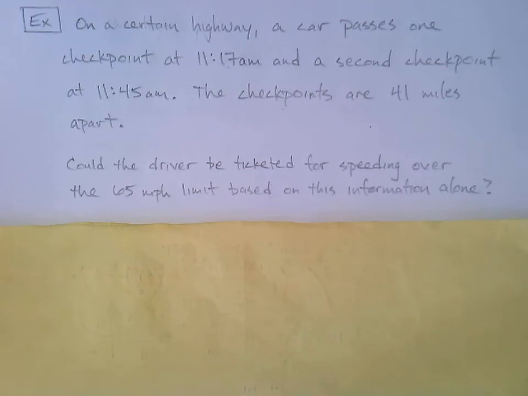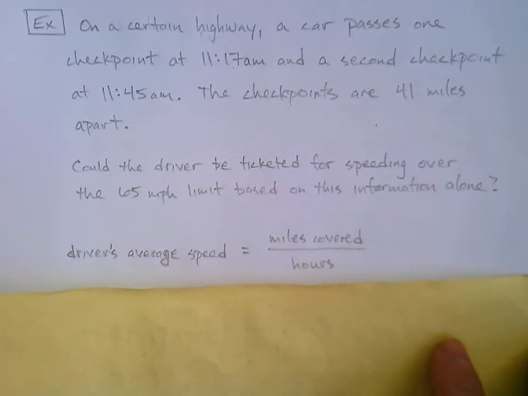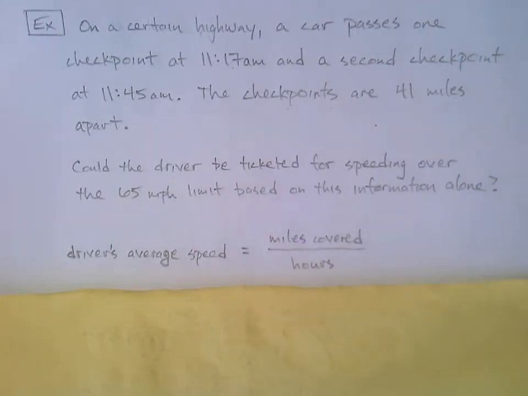All we know is how far apart these checkpoints are and how much time it took for the driver to get from one to the other. So here's what we're going to do. We're going to find the driver's average speed. The driver's average speed is the number of miles that were driven or covered divided by how many hours it took. Let's do this in miles per hour. So how do we do that?